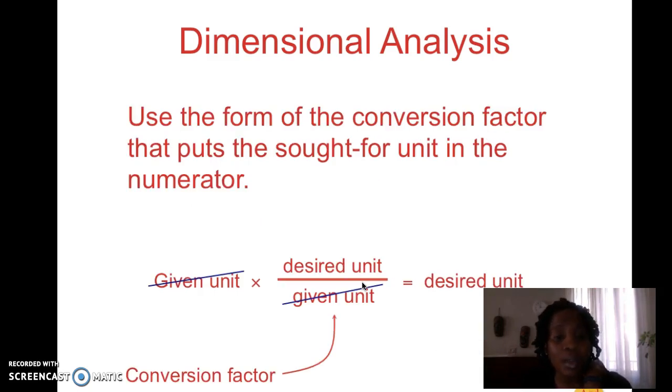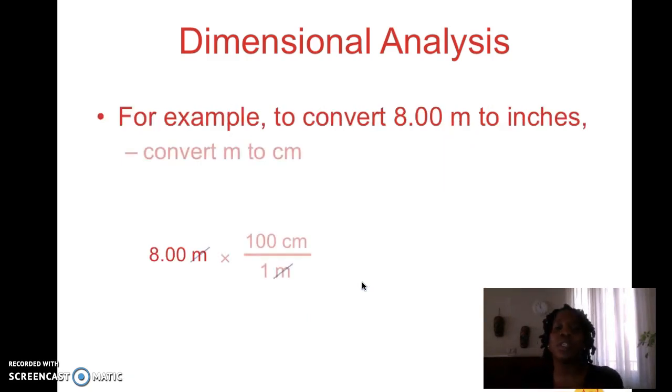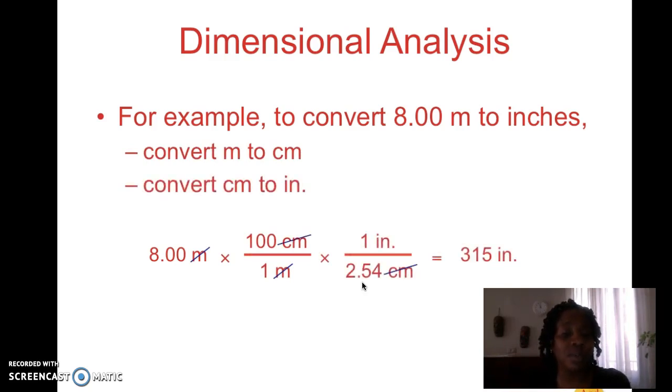You start with the given number and unit, and then the desired unit of the conversion factor would go on top. The given unit of the conversion factor would go on the bottom, so that those units cancel out and you're left with your desired unit. So for example, if we wanted to convert 8 meters to inches, we can convert first from meters to centimeters, knowing the relationship, and then from centimeters to inches, knowing that relationship.